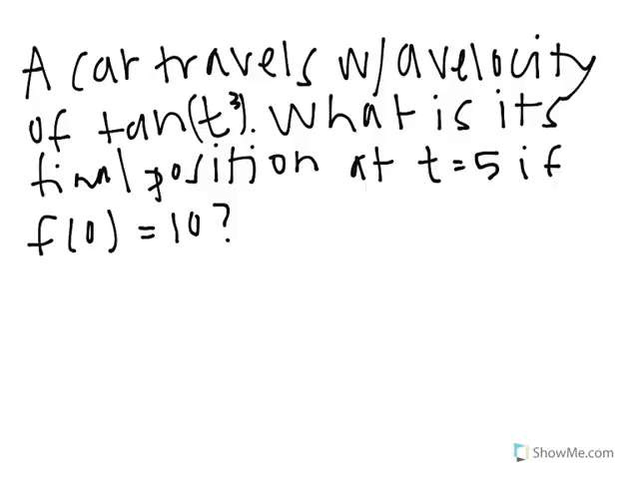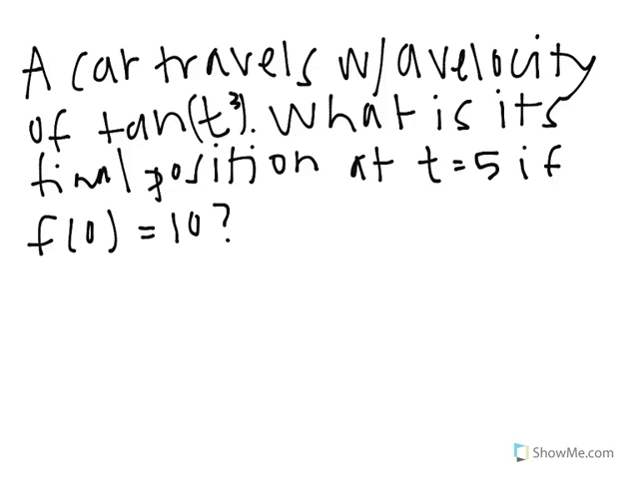There you go. Let's do one more example problem to really set this concept in our heads. We're going to have a car traveling with a velocity. This velocity is going to be modeled by the tangent of t cubed. We want to find the final position when t equals 5, given the initial condition of f of 0 equal to 10.